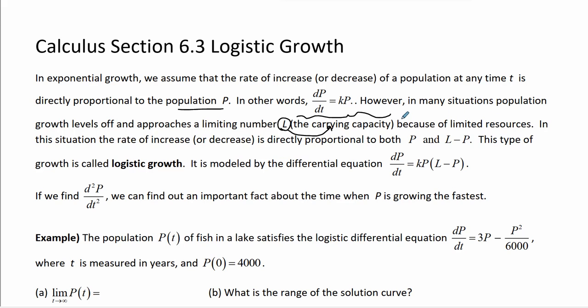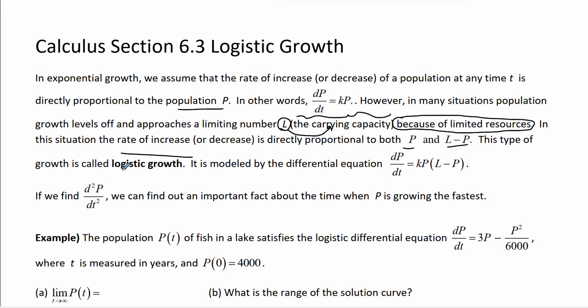Because of limited resources, like China's population is 1 billion plus, and India is approaching China's population and going to exceed it, but there's going to be some point in time where the amount of resources in China or in India are going to be limited because of the amount of people. And therefore, the population can't grow as much every year, so there's going to be a certain limit as to how many people can actually live in that country. Or decrease, it depends, but the rate is proportional both to P and to L minus P.